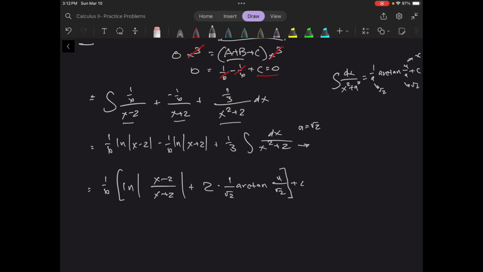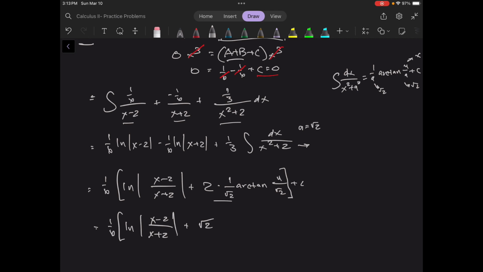Finally, we could just clean this up a little bit. So 1/6 natural log of x minus 2 over x plus 2, and 2 over square root of 2 is just square root of 2.